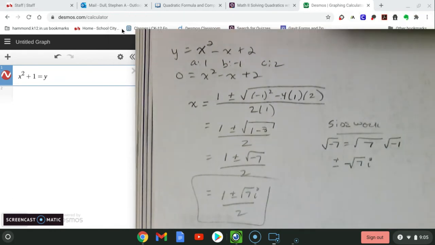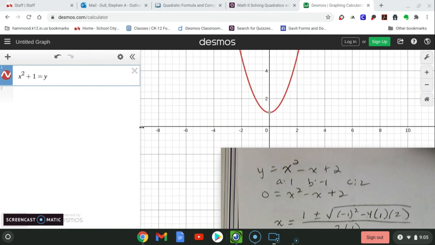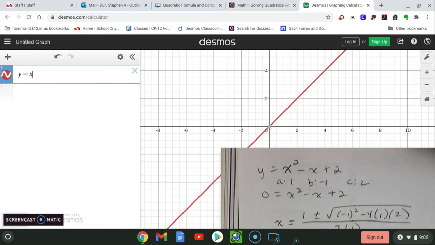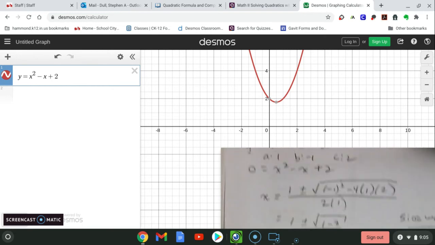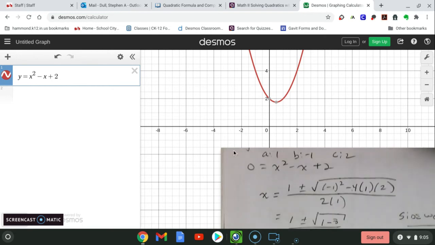And let's go ahead and take a look. Let's graph that in Desmos. So y equals x squared minus x plus 2. And we see this never crosses the x-axis. It has no real solutions.